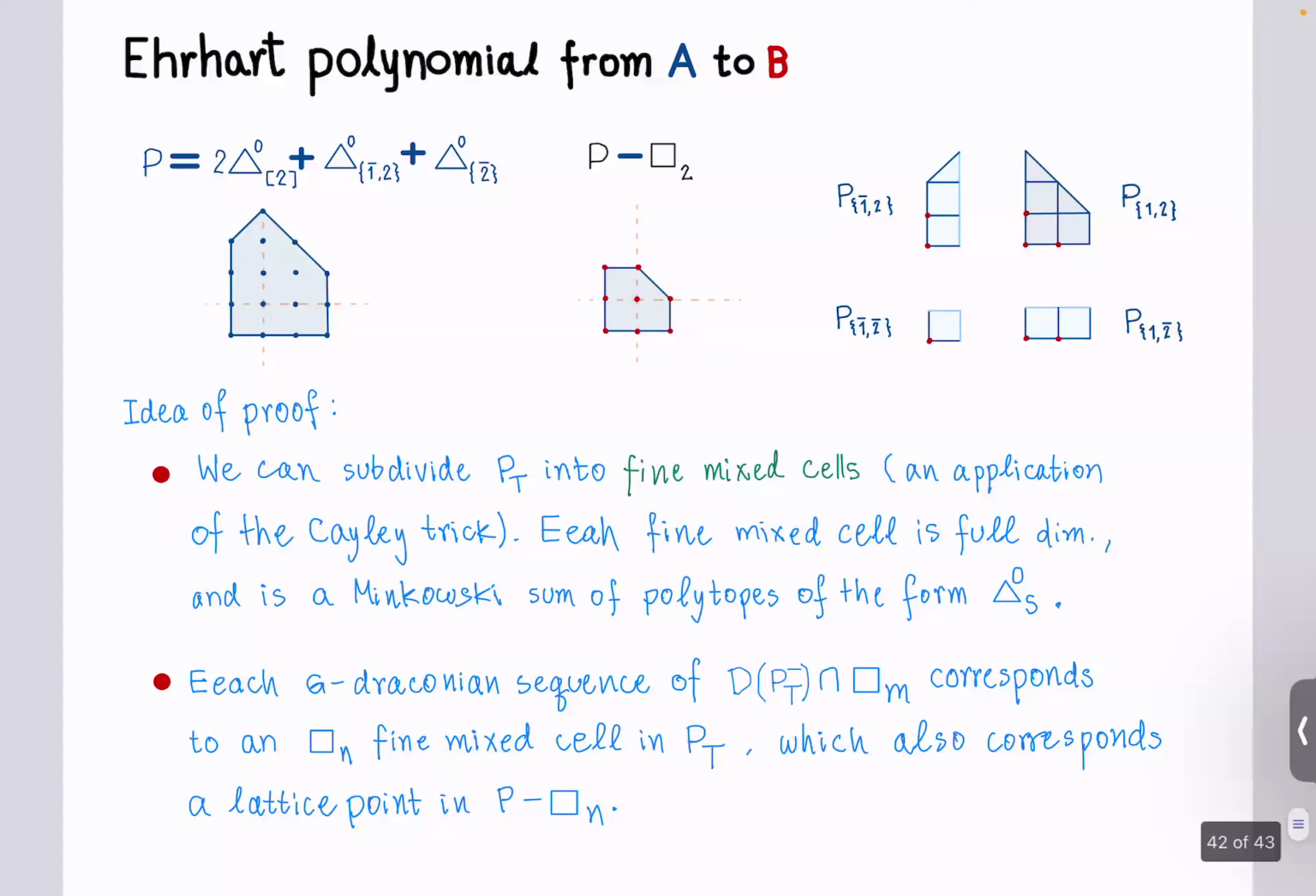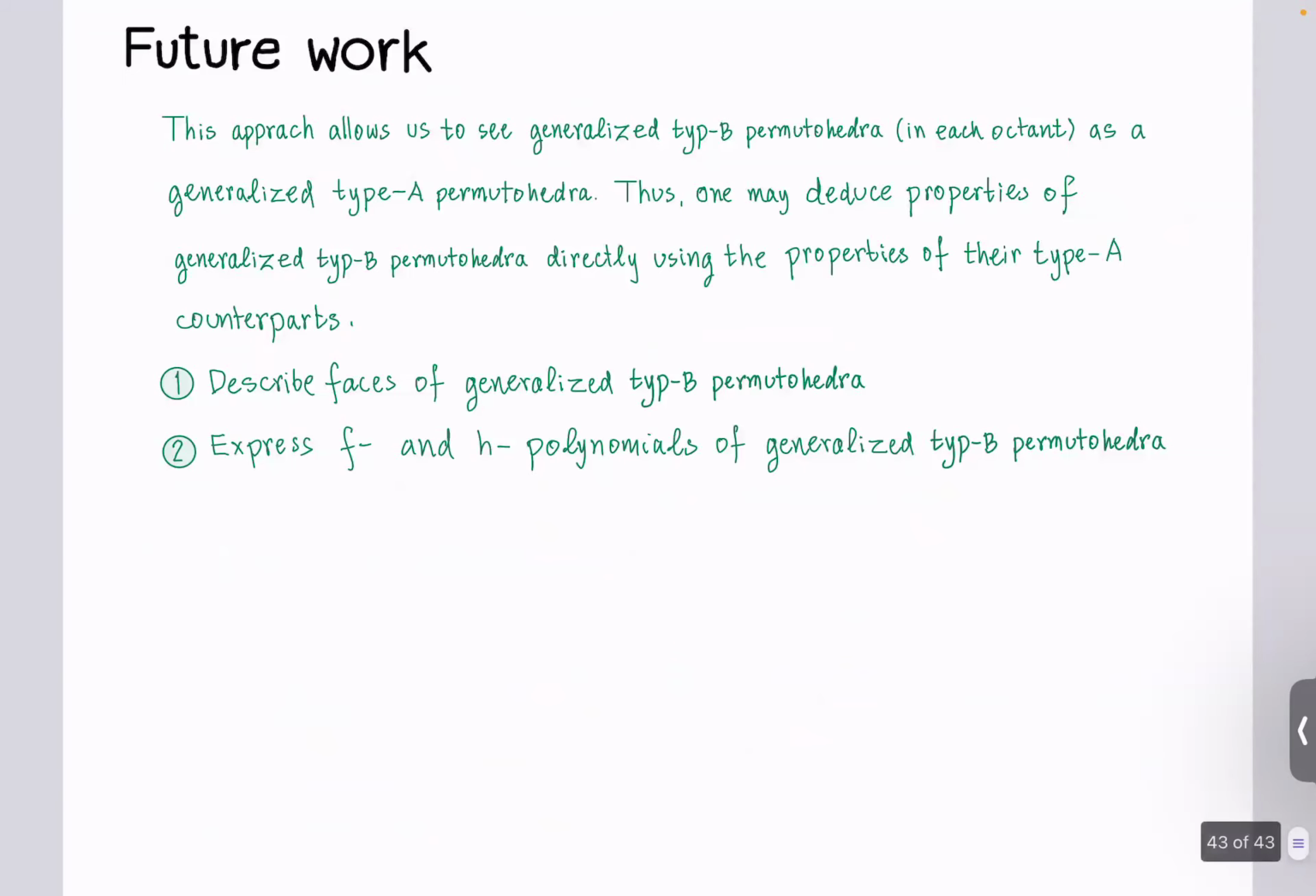All right, any questions about this? So this is a bit hand-wavy, so it's not very detailed. Okay, this is the last slide. Let me tell you about the future work that I'm planning on working on.